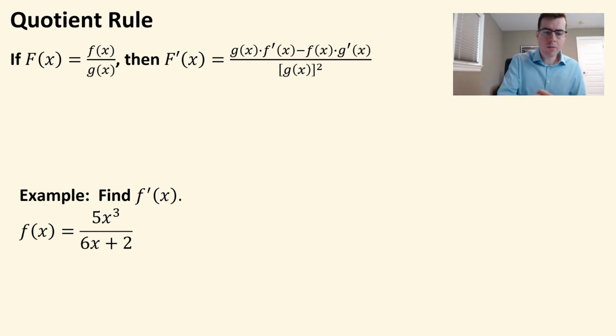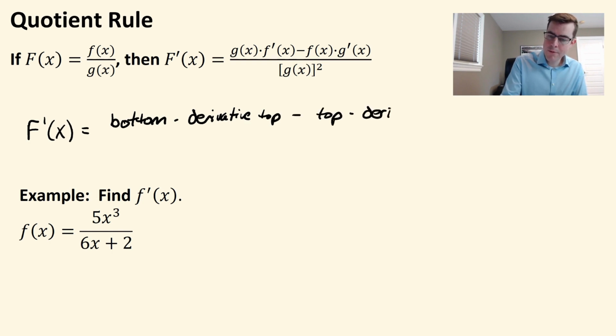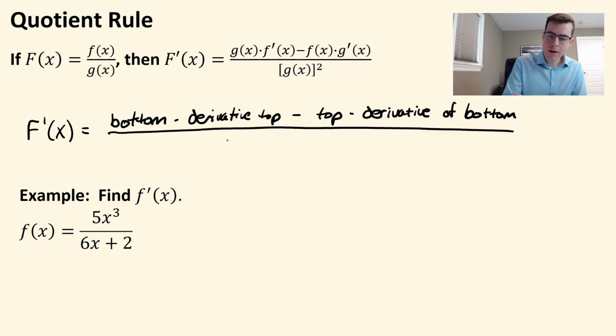So when you're taking the derivative of that same function, I might think of it as the bottom times the derivative of the top, minus the top times the derivative of the bottom, and then I put it all over the bottom squared. So that's one way that some people remember this.